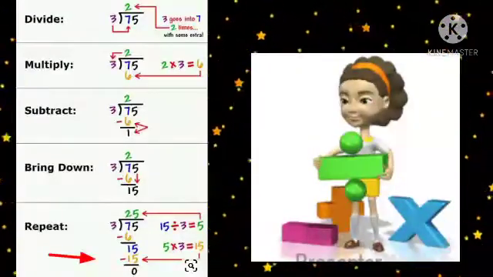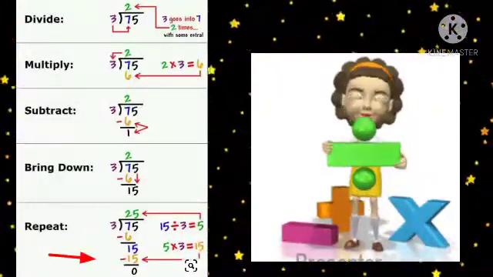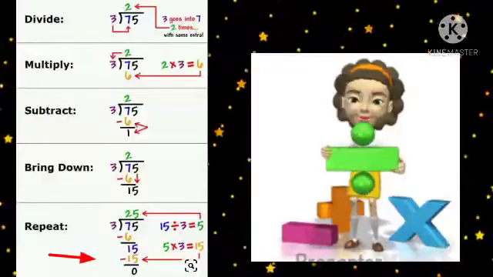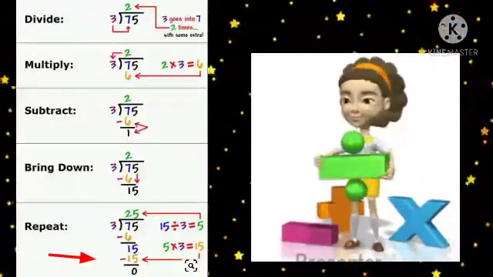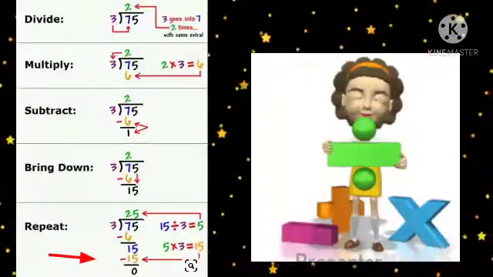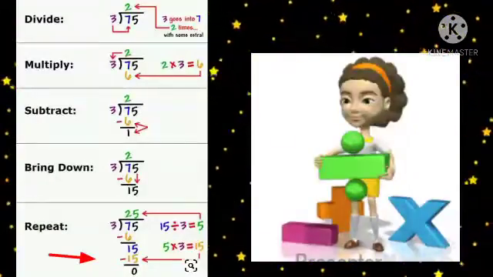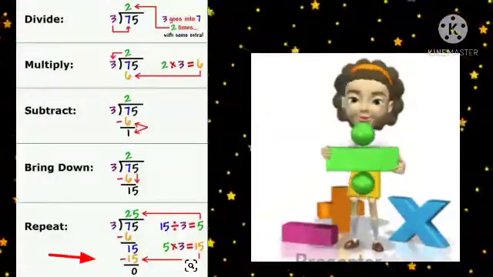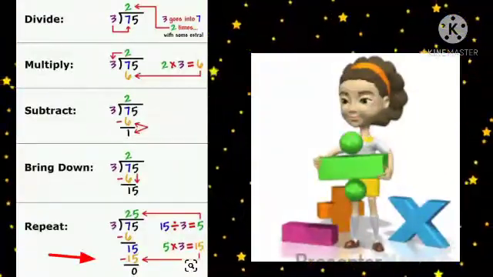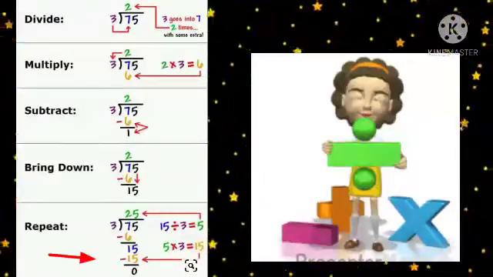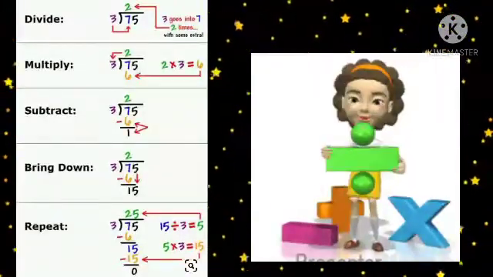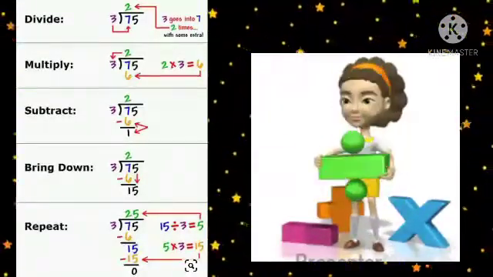Again, repeat the process. That is, see whether the number 15 is divisible by 3 or not. Yes, 15 is divisible by 3. 15 divided by 3 is 5. 5 3s are 15. Put 5 in the quotient place. Now subtract 15 from 15. Here we get 0 as a remainder. When we divide 75 by 3, we get quotient as 25 and remainder as 0.